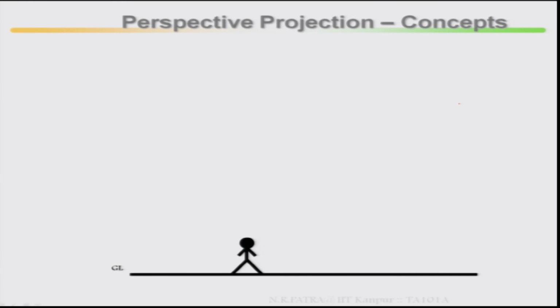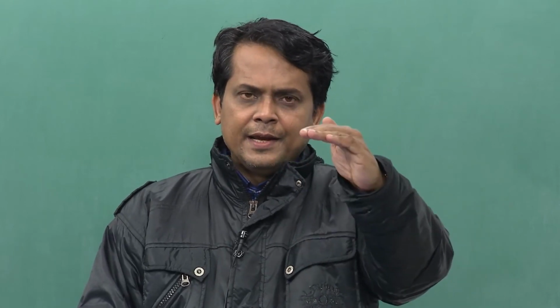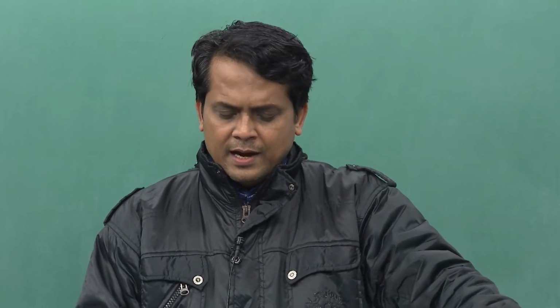Now the concepts: ground line, station point. Look at the animation, station point, then from there you can draw your front view, then the horizon line, where you are looking, the ray from the eye. That is your horizon line.